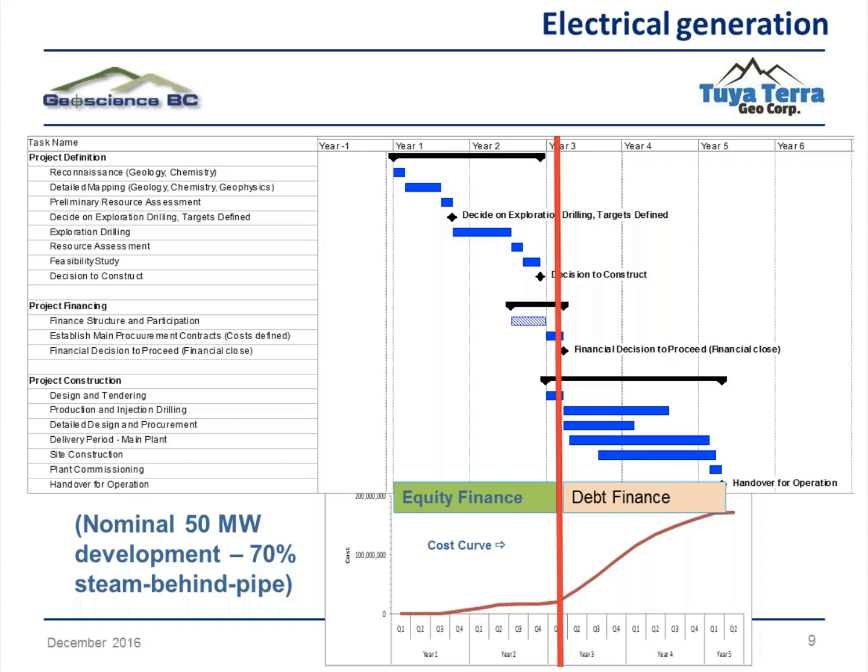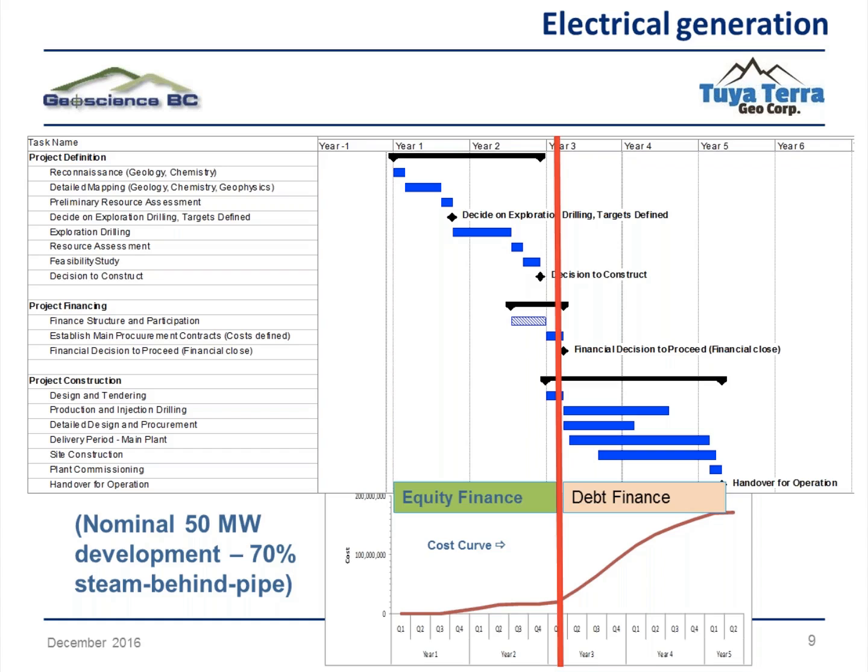That red line is very critical. In power generation, that red line indicates when you can go to the bank and ask for debt financing. On the left-hand side of the line is what we call equity financing. And equity financing is your shareholders of your company, or if it's a government, tax dollars are needed to move that project forward. Once we can go to the bank, then we can get debt financing and we move the project through to fruition.